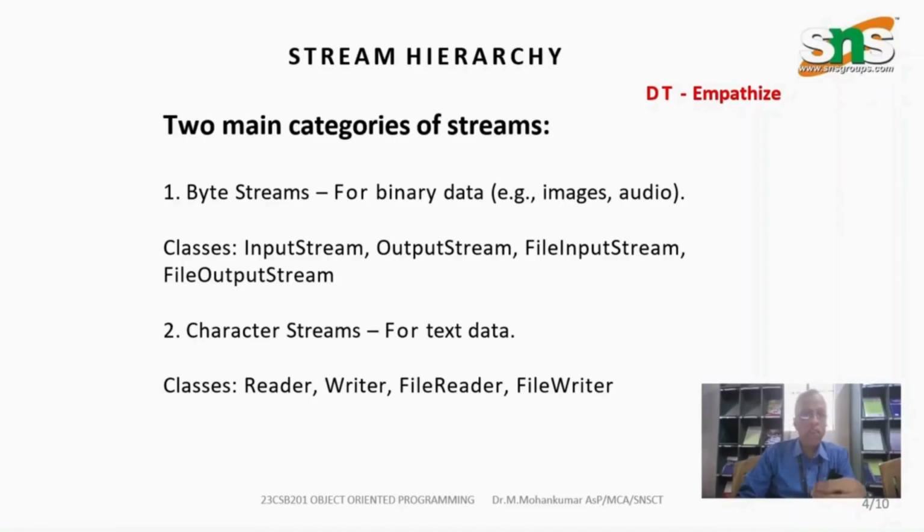Then character streams are for text data. We already know that text has another name: it is called character. So it is called a character stream. That also has four types of classes: Reader, Writer, FileReader, and FileWriter.